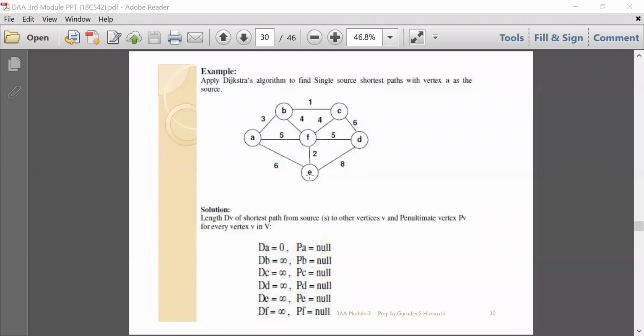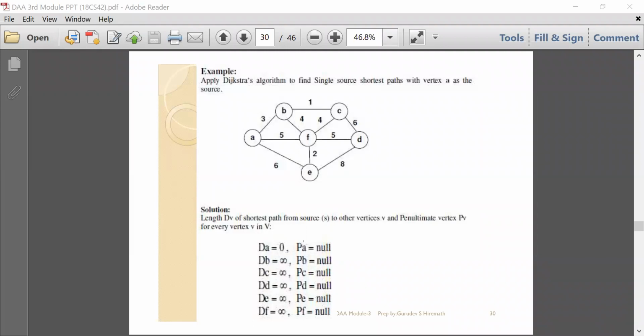So what do I call it? DA, DB, DC, DD, DE, DF. DA means the distance to the vertex A, DB means the distance to the vertex B, DF means the distance to the vertex F. Similarly like that, all the distances you write like this: DA, DB, DC, DD, DE, DF. Like this, we need to write all the distances.